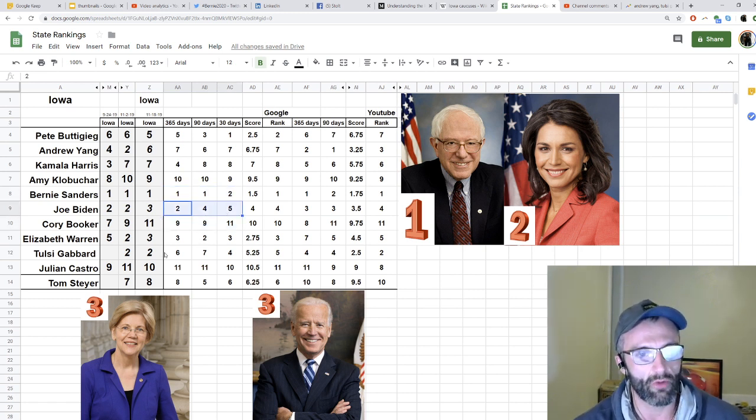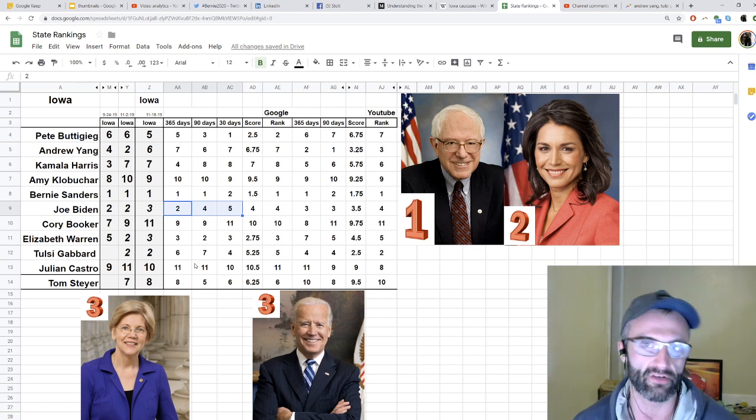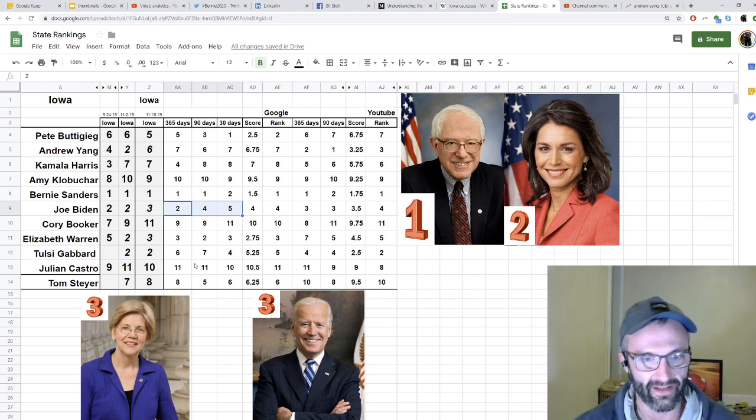Here we go. Joe Biden. Exactly what I was talking about. Joe Biden was second, fourth, and then fifth in terms of the time periods of his relevance. So you can see he is steadily losing ground over time. Like, that's not what you want. Clearly. Cory Booker, nothing. He even lost ground, it looks like.